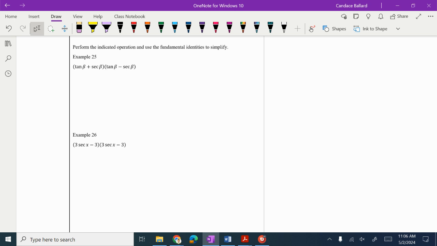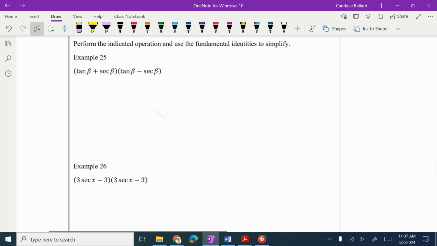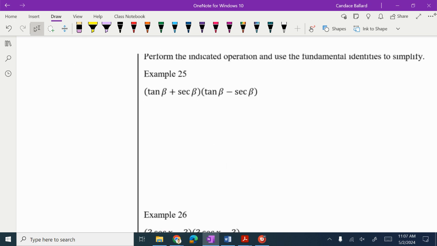It says perform the indicated operation and use the fundamental identities to simplify. So the first thing we're going to do is the algebra, and then we'll do the trigonometry. Okay. So looking at that, I have a binomial times a binomial. What do we use? Let me do this. X minus 2 times x plus 2. Distributes part of it. We've got a better name for it. Oh my. How would we do this?